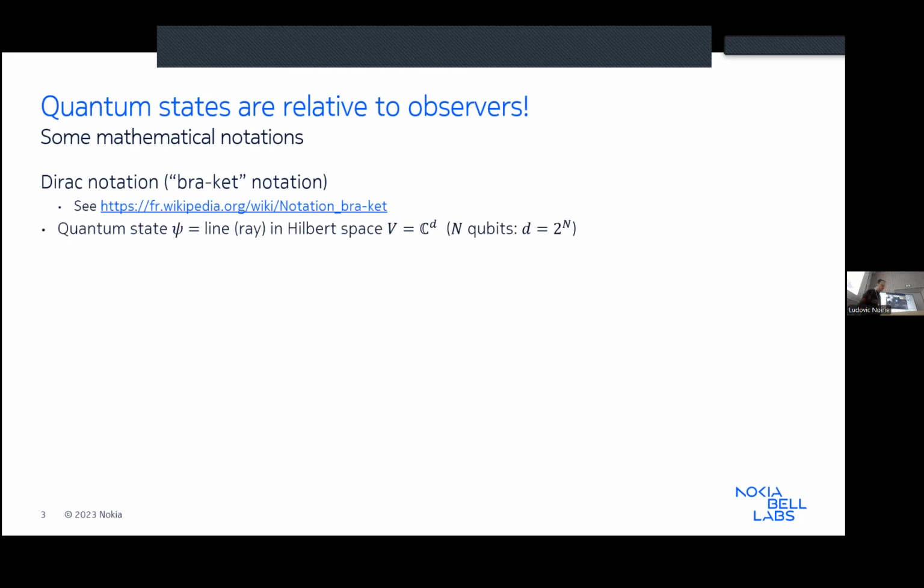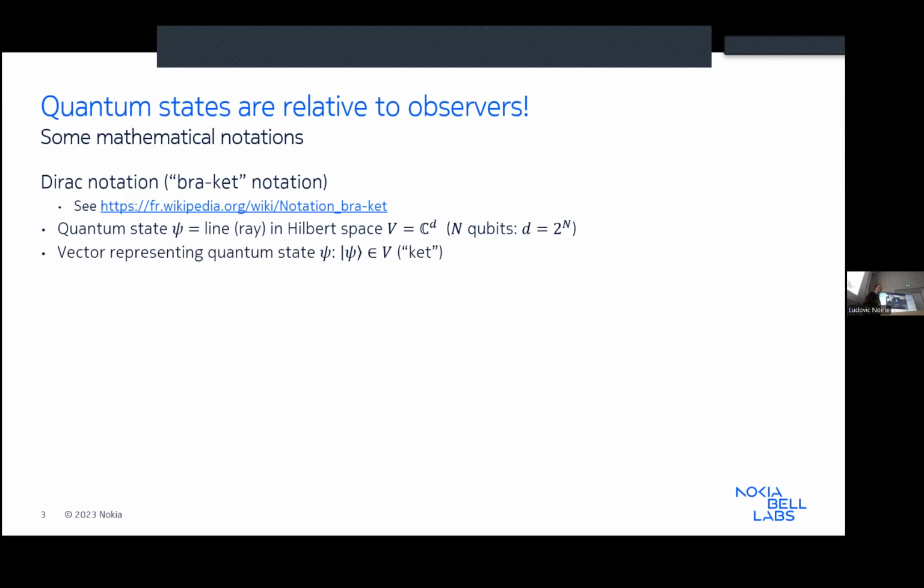We often hear that a quantum state is a vector in a Hilbert space. It's not exactly true. It can be represented by a vector, but the one-to-one mapping between the set of quantum states and a mathematical structure is with the set of lines in the Hilbert space. So a quantum state is a line or ray in a Hilbert space, a Hilbert space being, to simplify, a vector space on complex numbers with a given dimension.